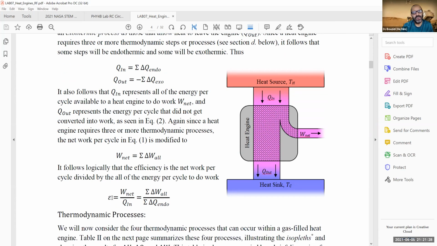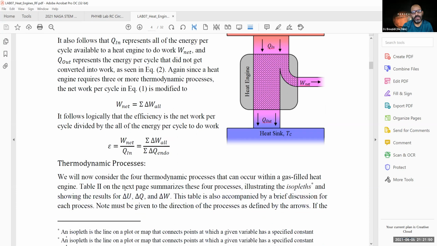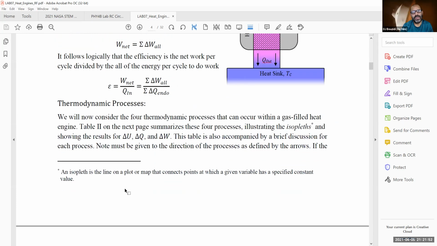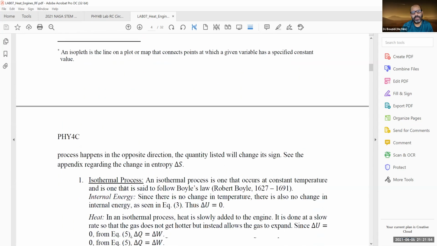In this lab, we're going to use the symbol epsilon for the efficiency. So it's going to be W net over Q in, assuming all of these quantities are positive. The efficiency is always positive. And it's usually written as a percentage. If you do this ratio, it's going to be a decimal. Usually there is the assumption you're going to multiply it by 100% to get it into a percentage representation, okay?